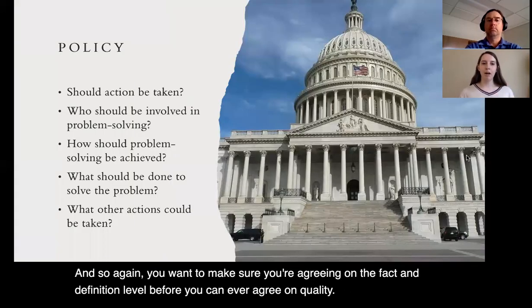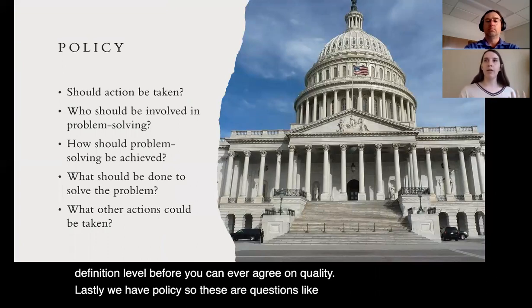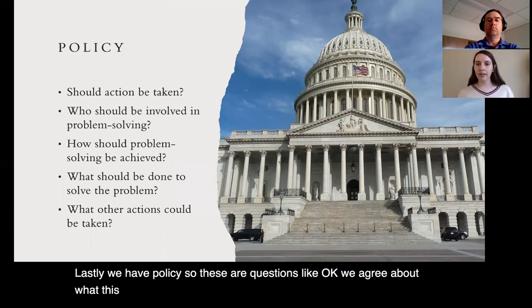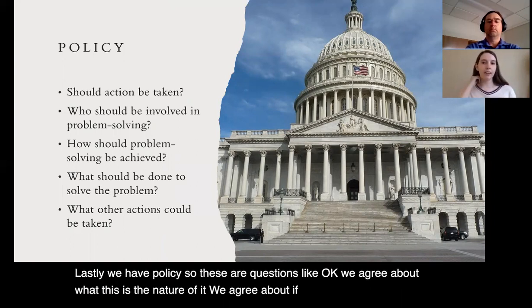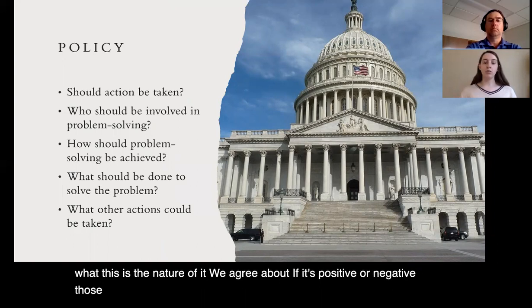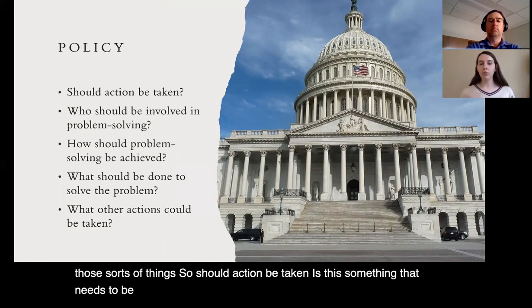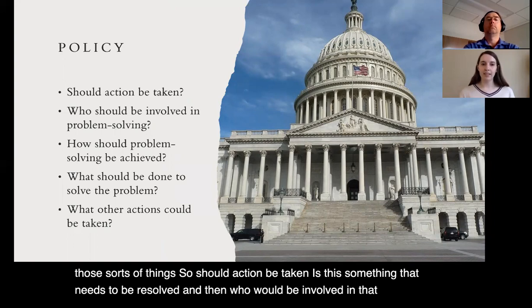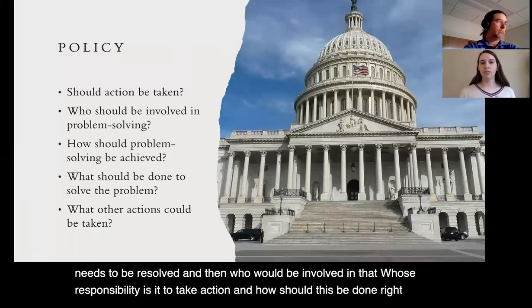Lastly, we have policy. So these are questions like, okay, we agree about what this is, the nature of it. We agree about if it's positive or negative, those sorts of things. So should action be taken? Is this something that needs to be resolved? And then who would be involved in that? Whose responsibility is it to take action? And how should this be done? Right? And you're thinking of different options that should be taken.